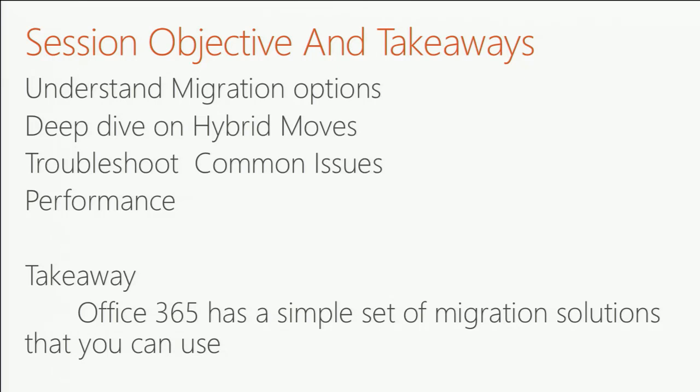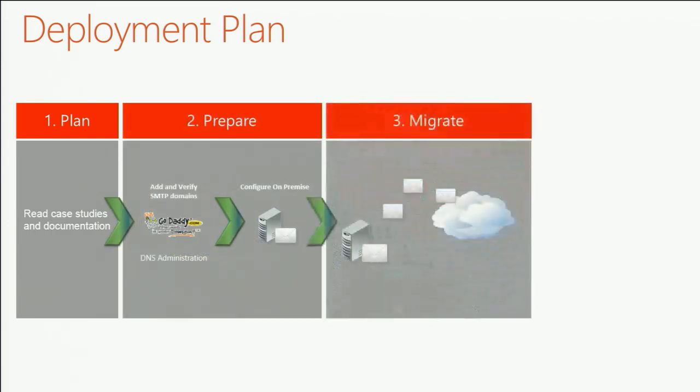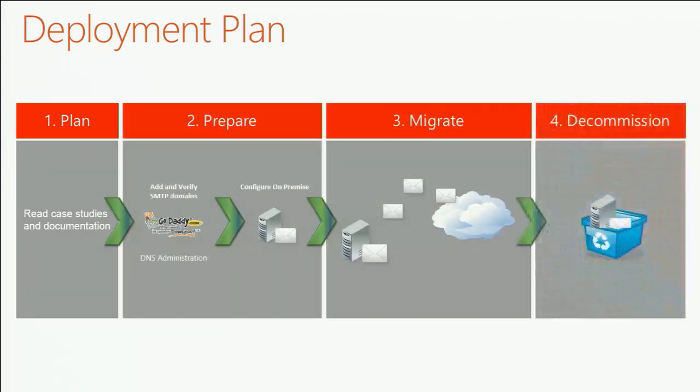All right. So the first step in any migration is to create a plan, a deployment plan. And a deployment plan has 4 phases: plan, prepare, migrate, and decommission. Once you have a plan, you will know which migration solution to employ. There are a number of factors influencing a plan. So first, let's look at what migration solution options we have.